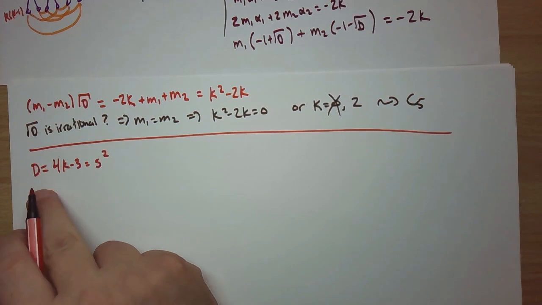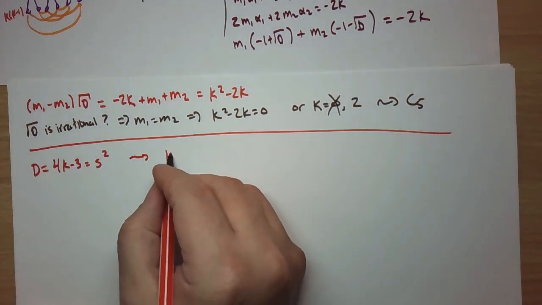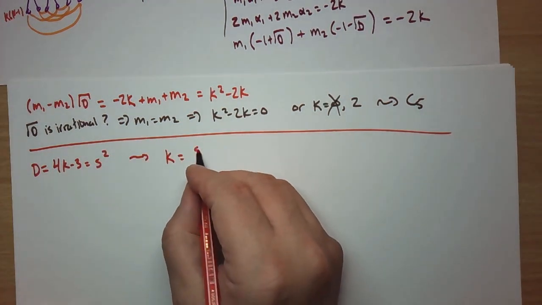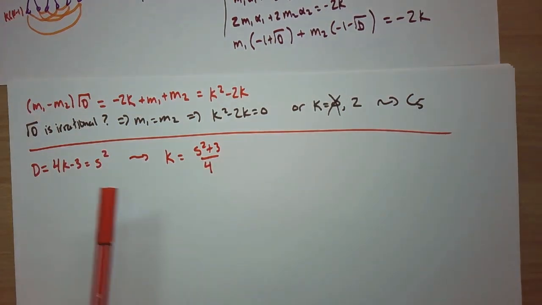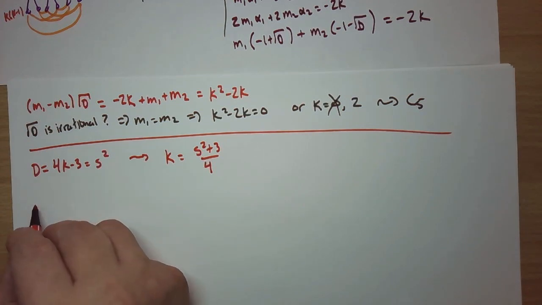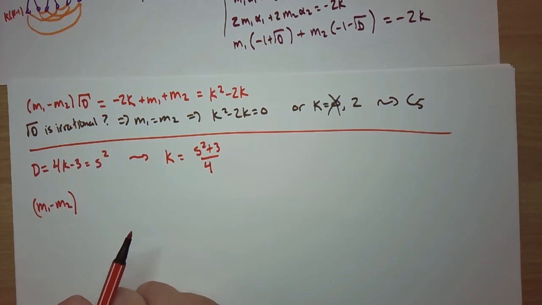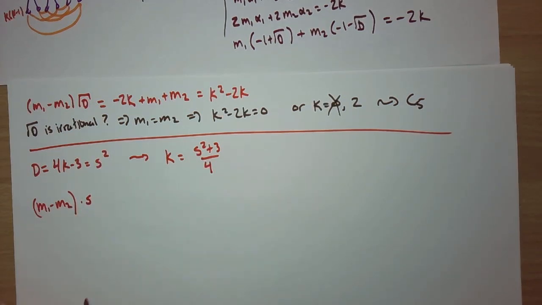Since we have D is 4k minus 3, which is s squared, that tells us that k, we can solve for it. We add 3 divided by 4. So we have s squared plus 3 over 4. Now, we're going to plug stuff in. So we have m1 minus m2. What can we do with the square root of D? It's s, because it's s squared.